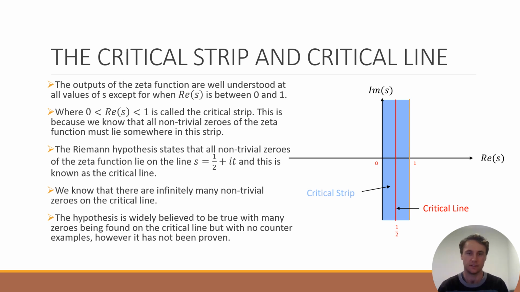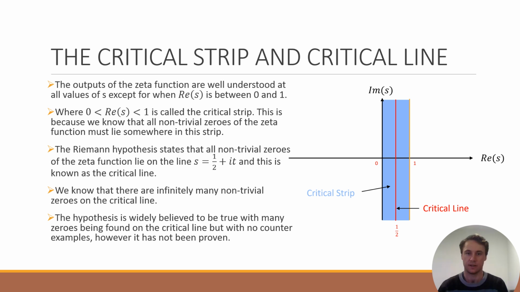What we're not exactly sure about is the domain where the real part of s is between 0 and 1. And it's been proven that all the non-trivial zeros must exist somewhere in this domain, but we're not exactly sure where. And so this domain is known as the critical strip. Now, the Riemann hypothesis says that all the non-trivial zeros, which we know are in this strip, are on a single line, and that line is where the real part of s is equal to exactly 1/2, as shown in the diagram on the right there. And that line where the real part of s is a half is called the critical line.